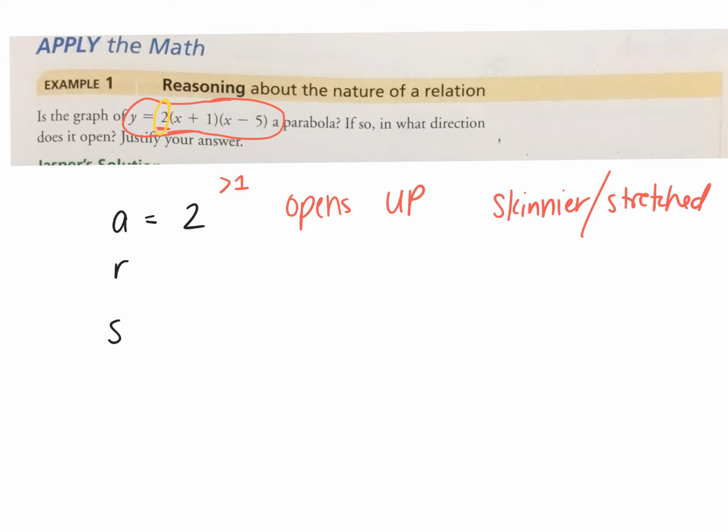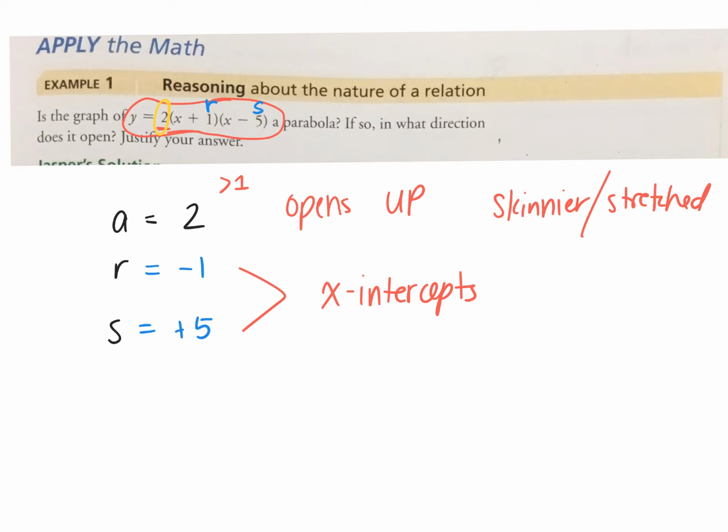It's in factored form, so what do R and S tell us? What's R? If it's x plus 1, what is R equal to? Positive 1 or negative 1? And S is equal to? What does this tell us? What do R and S tell you? The x-intercepts. The x-intercepts, right?